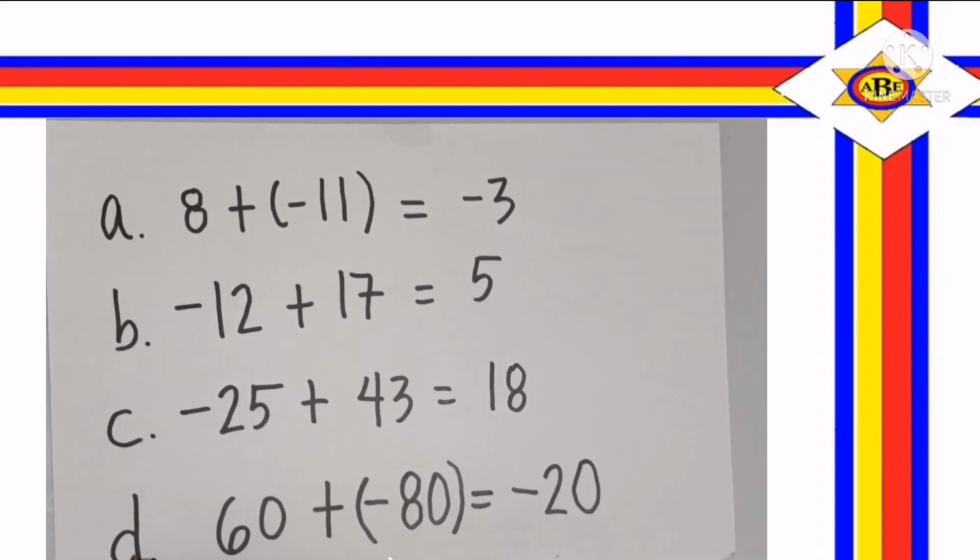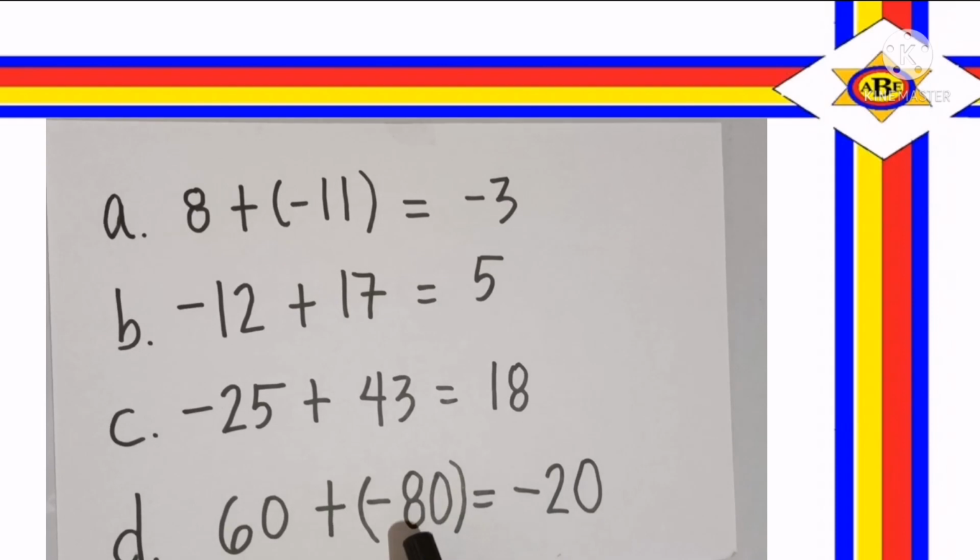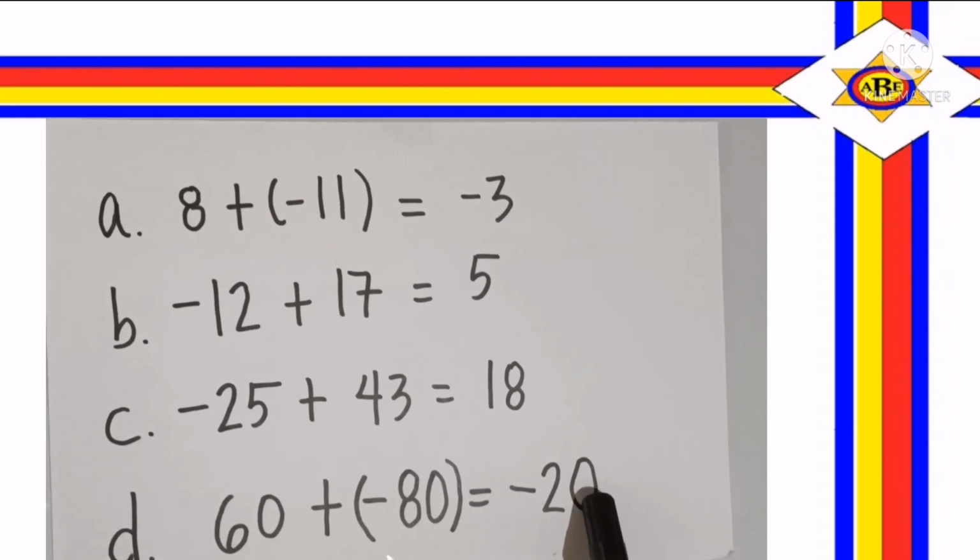For letter D, we have 60 plus, open parenthesis, negative 80. Our answer is negative 20. The negative 80 is greater than 60. That's why it is negative. We subtract 60 from 80. So, that's why we get 20, negative 20.